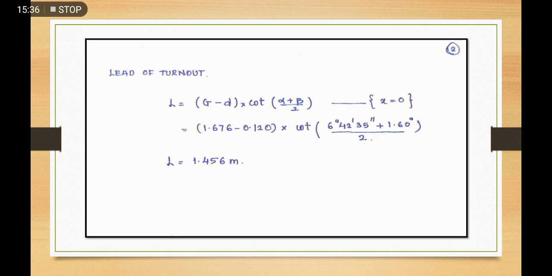And finally the lead of the turnout. Again here you see there is no term related to x. So L equals the gauge length minus heel divergence into cot of (alpha plus beta) divided by 2, which finally works out to be 1.456 meters. So that is the lead of crossing. That completes the second type of numerical, which is without considering the straight arm.